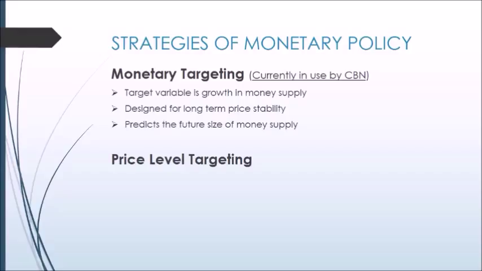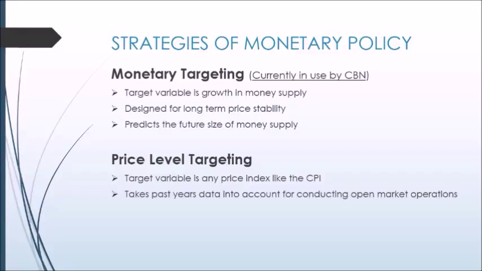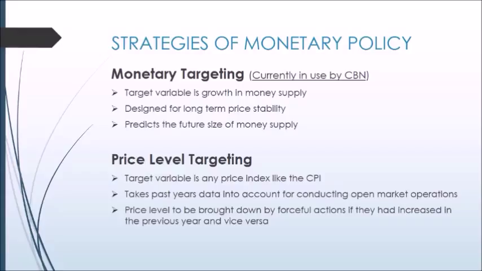Price level targeting. Price level targeting is similar to inflation targeting in that both establish targets for a price index like the CPI. It takes past years' data into account when conducting open market operations. So if the price level rose by 2% in the previous year, the price would have to drop the next year in order to bring the price level back down to the 100 target level. This could mean more forceful action needs to be taken than would be required if inflation targeting were used.